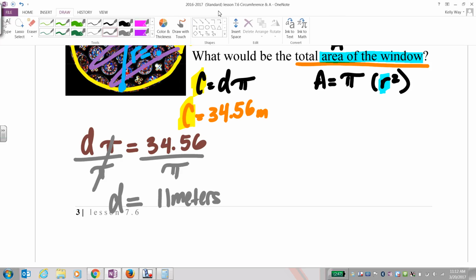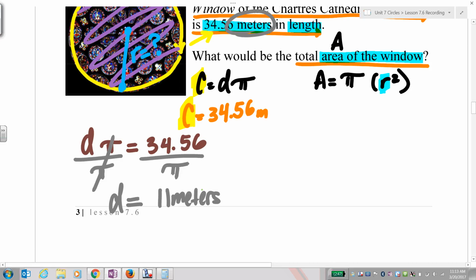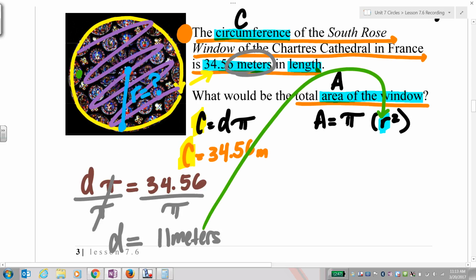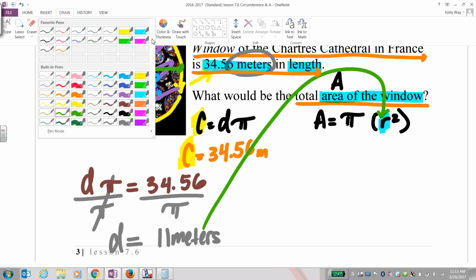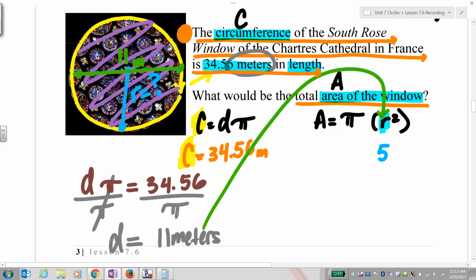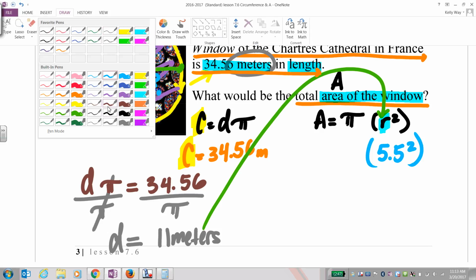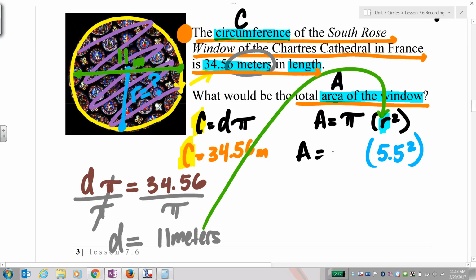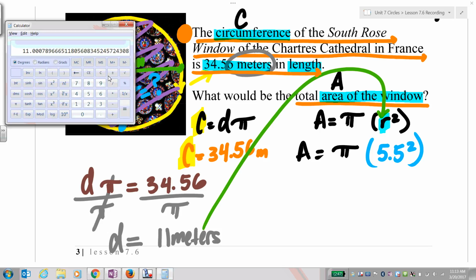Now remember, the only thing you need for area is the radius. Be careful, what you just found is the diameter, the box dimensions of the window. So to get the radius, first, it is half. So we're going to take 5.5 here and square it.